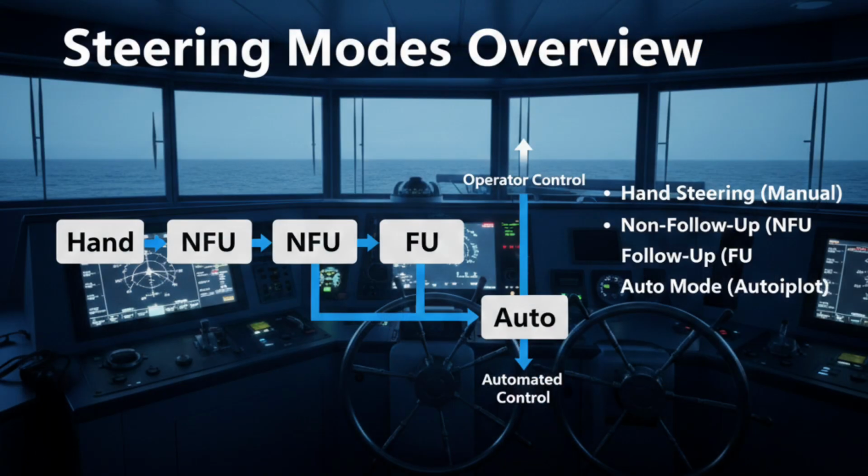Steering modes overview. Autopilot systems operate in several steering modes, each with specific applications. 1. Hand steering, manual, operator fully controls the rudder. 2. Non-follow-up, NFU, rudder movement without feedback, operator monitors rudder manually. 3. Follow-up, FU, helm commands are automatically followed by rudder movement. 4. Auto mode, autopilot automatically sends rudder commands based on heading input from gyro or GPS. Each mode is important for redundancy and ensures safe operations during system failures or emergencies. Understanding these modes helps operators switch seamlessly between manual and automatic control.